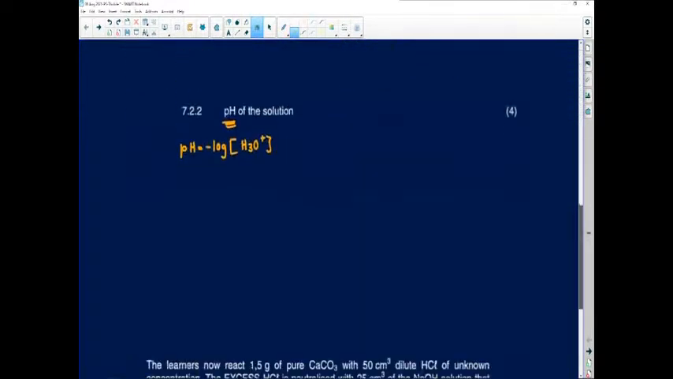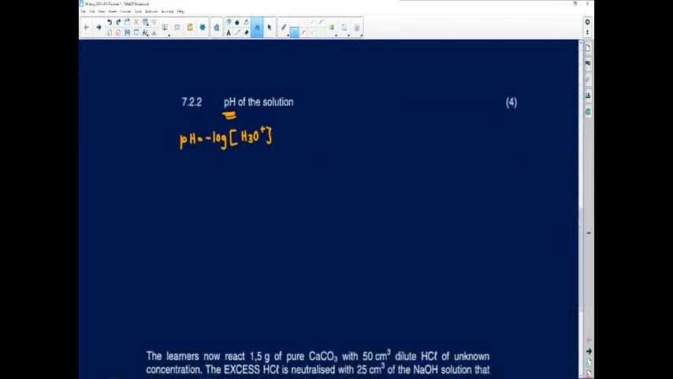Which means that the formula that I'm using over here might not really work because when you talk about a base, then we have OH minus ions, right? So this means I must first solve for this. So I'm going to take it one step back. That's why it's for 4 marks. So the one way of doing it, let me just work here. I can calculate the concentration of this.